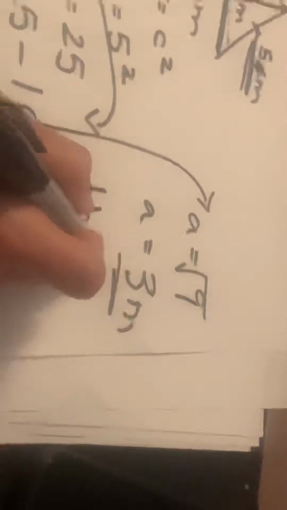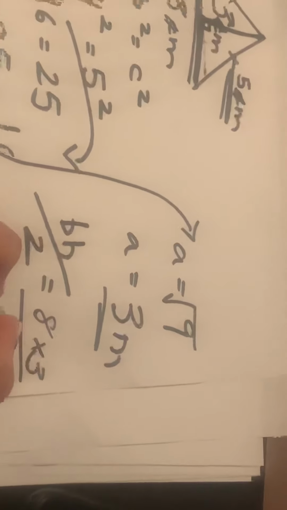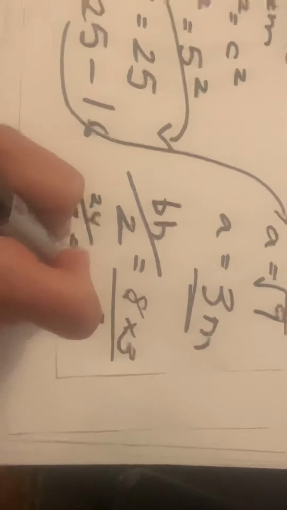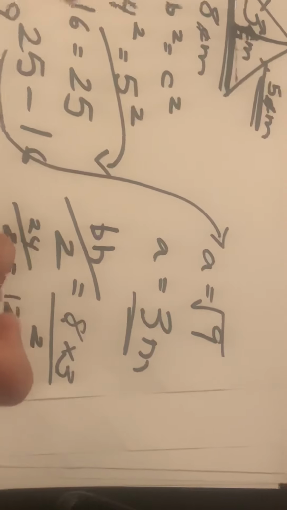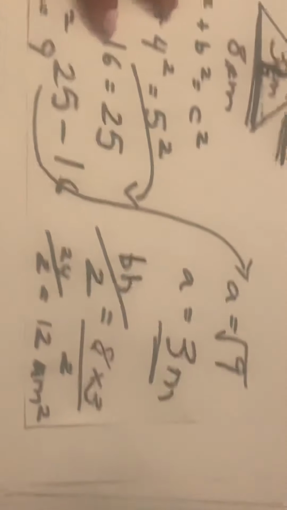So base times height divided by 2 to get your area. My base is 8. It's the whole thing. My height is 3, which we just found, divided by 2. 8 times 3 is 24. 24 divided by 2 is 12 centimeters squared.